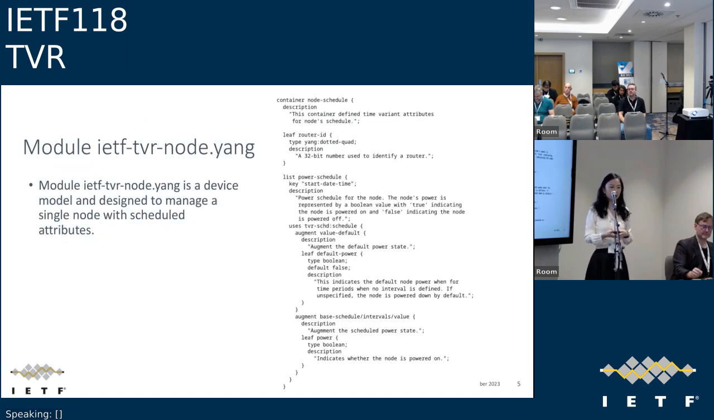And this is the TVR node.yang. So this is a device model. It's meant to be used to configure a node or router with scheduled attributes. What we have in this module currently is the router ID, to identify a router. And right now we have the power schedule. Basically that's a schedule of whether the router will be powered on or off. So it's a list of schedules.